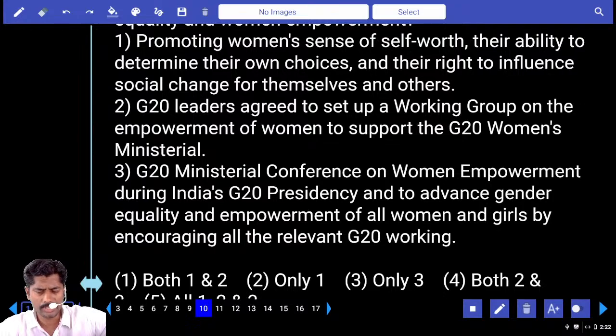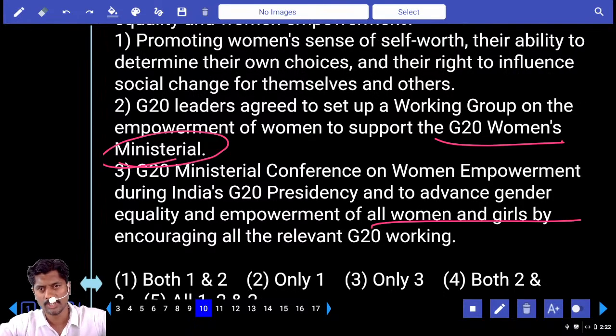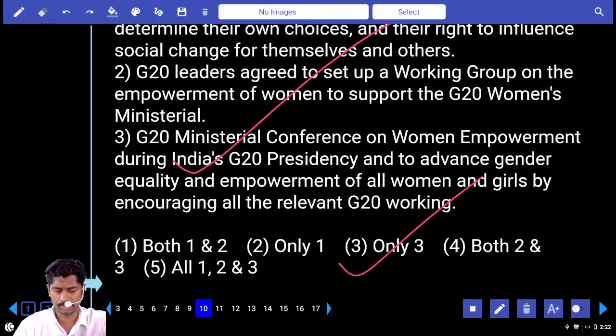G20 leaders agreed to set up a working group on the empowerment of women to support the G20, only to support the G20 Women's Ministerial. Is the working group only to support women in the G20, or all women and girls? All women, or all women and girls, or only G20 women? All. Third option, only 3.